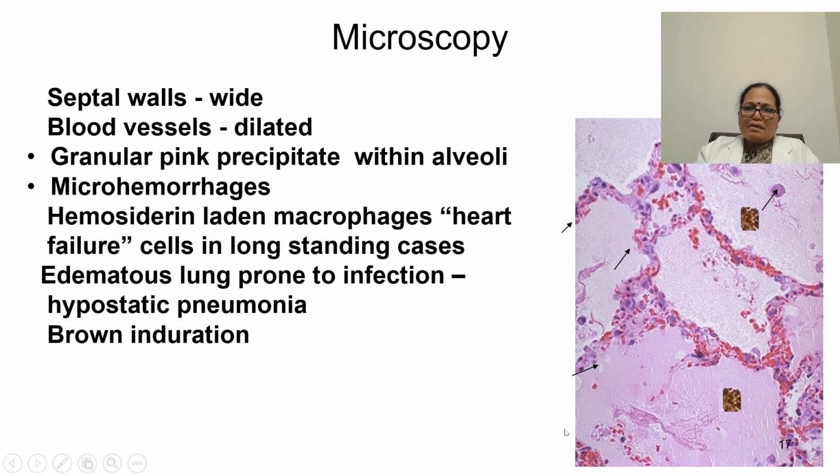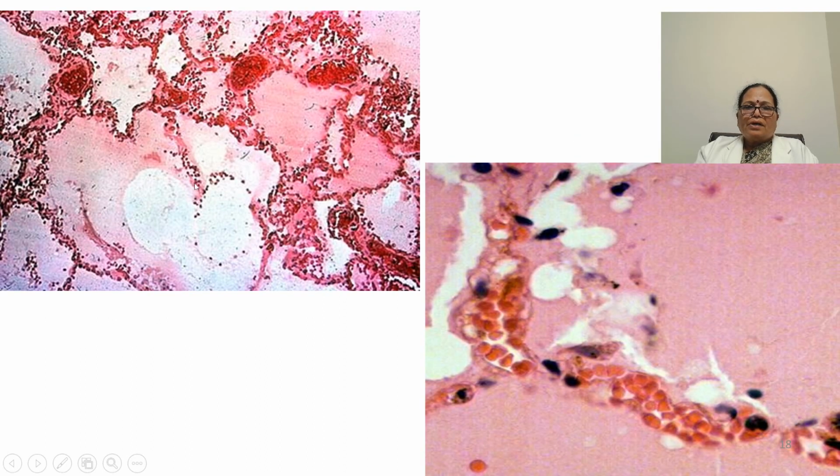Edematous lung is prone to infection. It is known as hypostatic pneumonia and brown induration. Be careful about brown induration because it is an important term. You may get it as a short or a very short question. So, can you see? This is a septa, dilatation, and there is space, pink proteinaceous material, blood vessels are dilated, and hemorrhages. Can you see the hemorrhages? That means RBCs escape out of the blood vessel. And this is a pink precipitate.